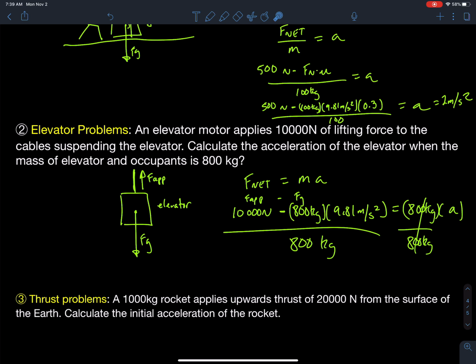Okay, so one thing I can always do, like I did in this problem, is round that up to 10 to get me an estimate. So 800 times 10 is 8,000. So 10,000 minus 8,000 is around 2,000 newtons. Divided by 800, it should be around like 2.1 or 2.2 meters per second squared. I'm not putting that in my calculator, but I'd say it's greater than 2 meters per second squared. You should be able to solve that in your calculator. All right, so the elevator is going to accelerate upwards. And if you were on that elevator, you would feel a sinking feeling in your stomach.